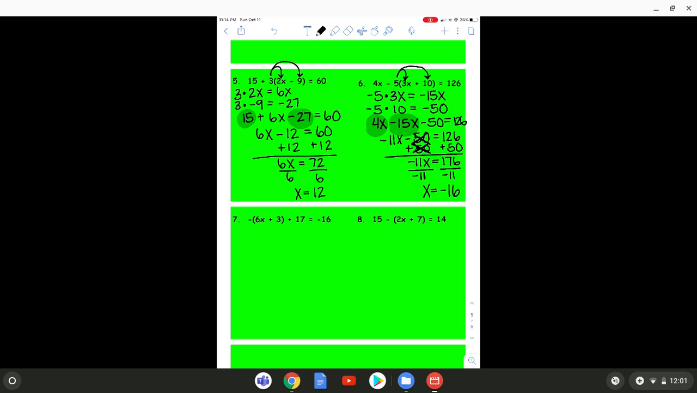On number 7, I'm going to see if I need to distribute. I see I have parentheses, which means I do. But I'm actually only distributing a negative sign this time, which means I'm taking the opposite of -6 and the opposite of +3, or multiplying them by -1. Those are the same thing. So I multiply -1 times 6x to get -6x, and -1 times 3 to get -3. So I'm going to rewrite now that I've distributed. And I'm going to get -6x minus 3 plus 17 is equal to -16.